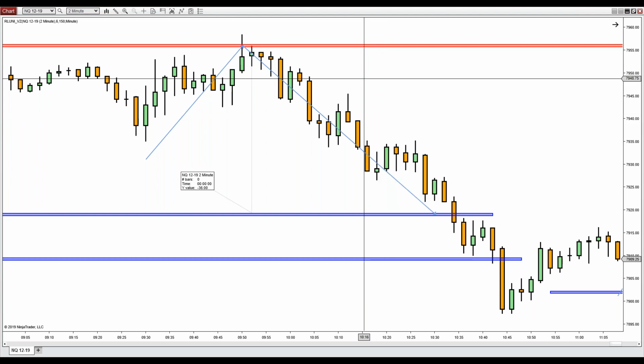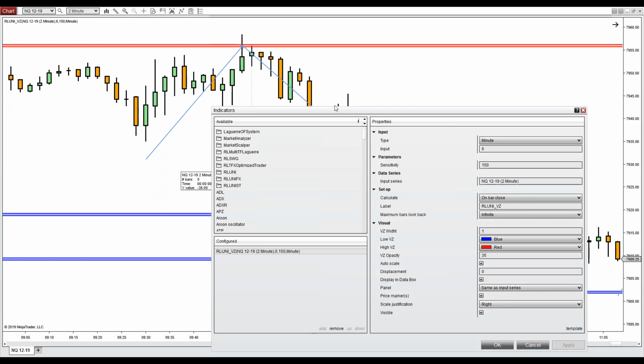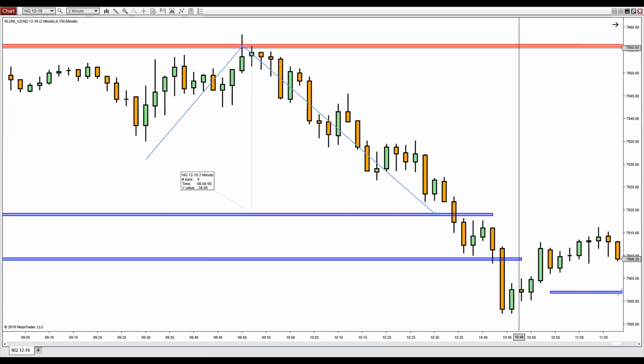I recommend a sensitivity of 150. You don't want too many buy-sell zones, nor too few. 150 gives you just a really perfect number.